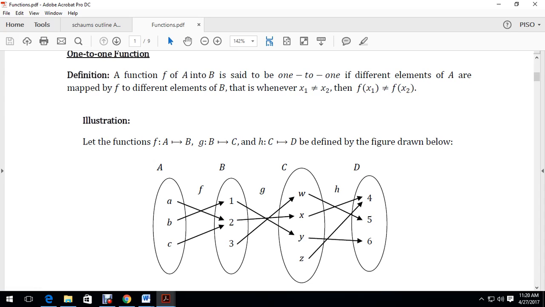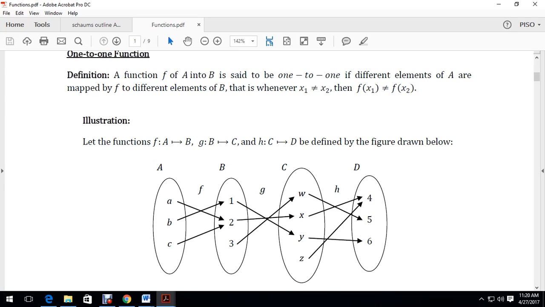Now, let's consider the mapping from B to C. Notice that the element 1 in B is mapped to Y. The unique element 2 is mapped to X. The unique element 3 is mapped to W. So, since each of the unique elements in B is mapped to a unique element in C, none of them are repeated. Therefore, it satisfies the condition that whenever x sub 1 is not equal to x sub 2, f of x sub 1 is not equal to f of x sub 2. Therefore, g is said to be a one-to-one function.